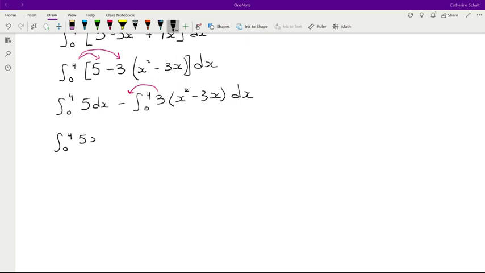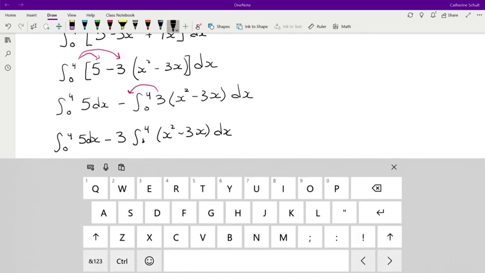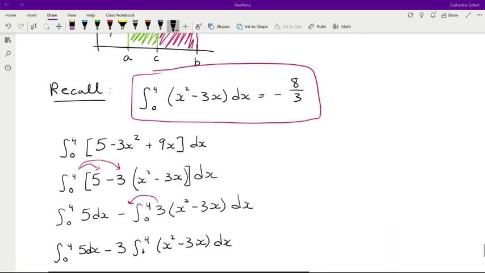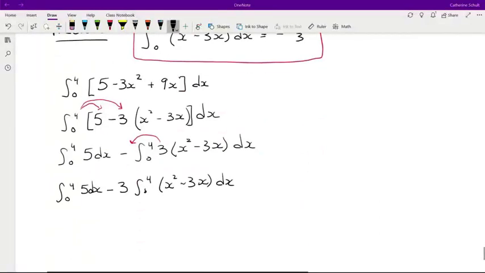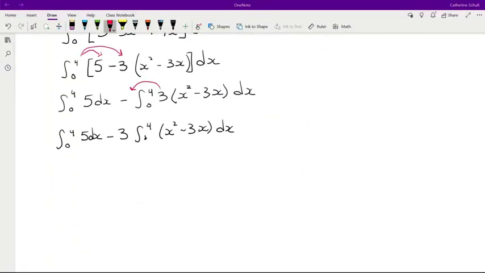Okay, so now we're ready to evaluate this integral. All right, the first one, this is the integral of a constant. And we know when we're taking the integral of a constant, c is 5 in this case, it's going to be 5 times 4 minus 0. So this is going to be 5 times 4 minus 0, c times b minus a. All right, that's what our property says.